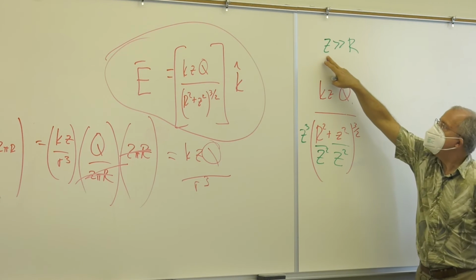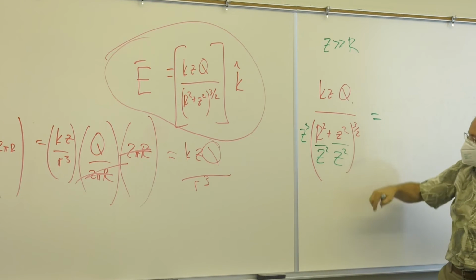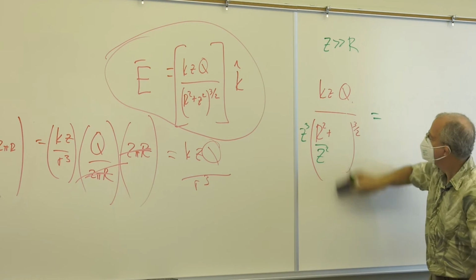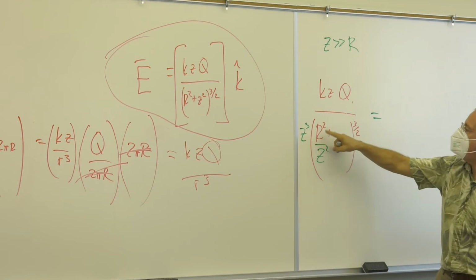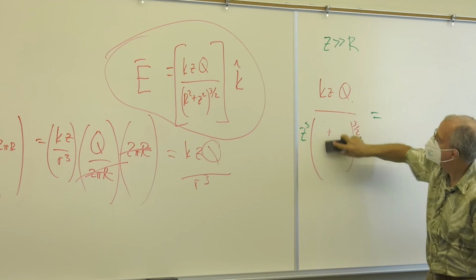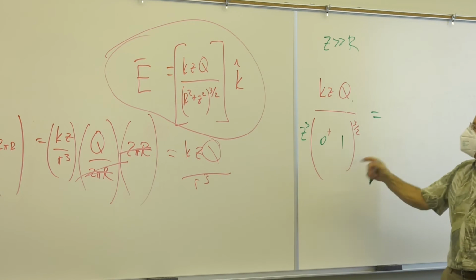So z is tons bigger than r. Okay, so what's z squared over z squared? 1. What's r squared over z squared? 0. What's 0 plus 1? What's 1 to the 3 halves?